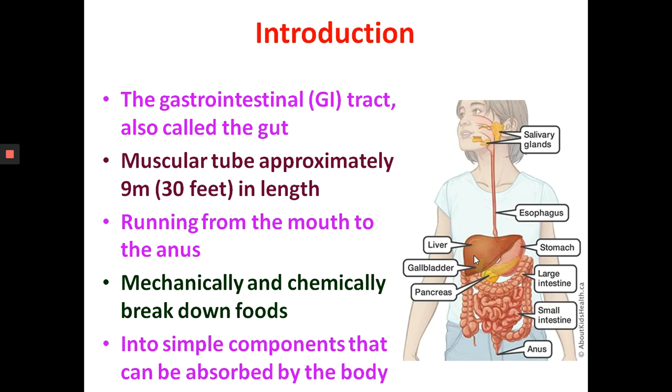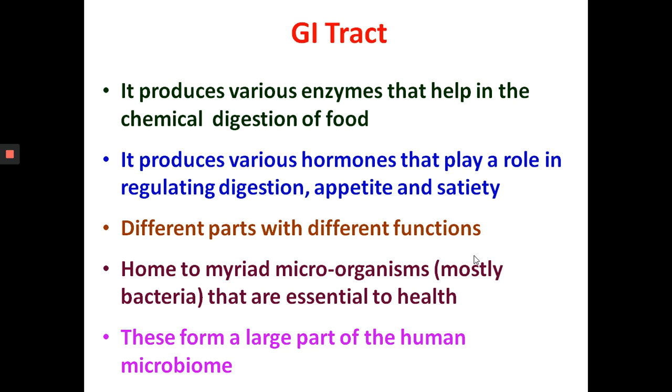Different parts of the gastrointestinal tract have different functions. The gastrointestinal tract helps mechanically and chemically break down food so that the food can be absorbed into the blood and utilized for the benefit of the body. The GI tract produces various enzymes that help in the chemical digestion of food. It also produces a number of hormones that play a role in regulating digestion, appetite, and satiety.